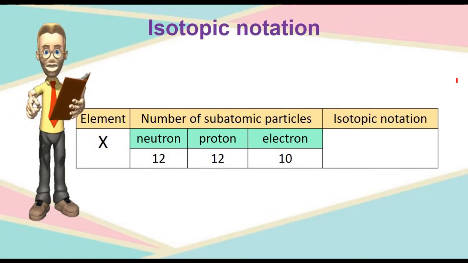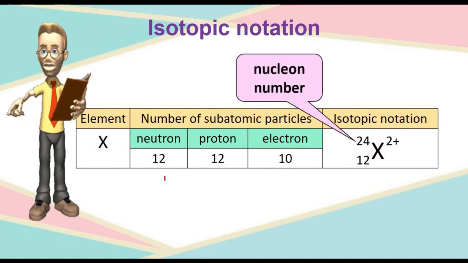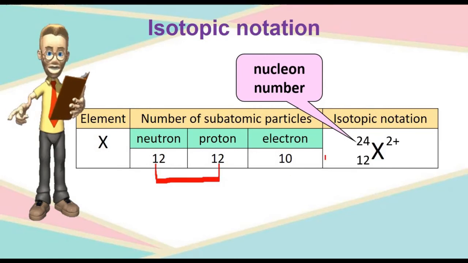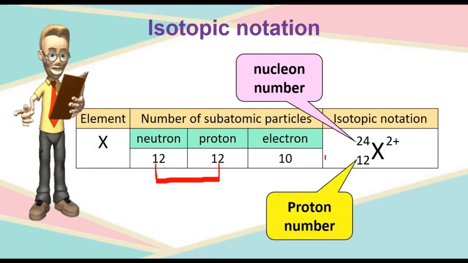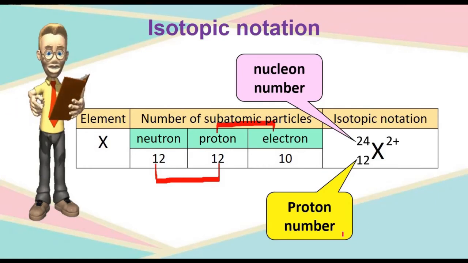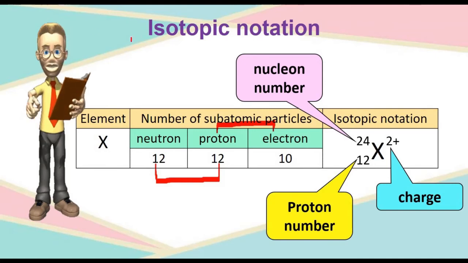First, we write the X as the symbol of the element. On the top left, we have 24, bottom we have 12, and on the right hand side we have 2 positive. 24 represents the nucleon number, which is the number of the neutron plus number of the proton. 12 is the proton number. If we compare the number of the proton with the number of the electron, you will notice that the number of proton is greater than the number of electron. Means this is a positively charged ion. 2 positive represents the charge.